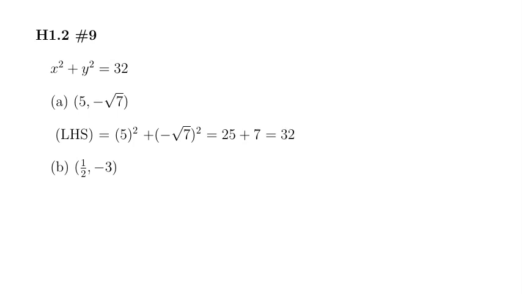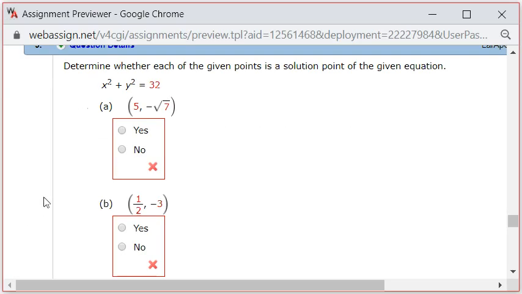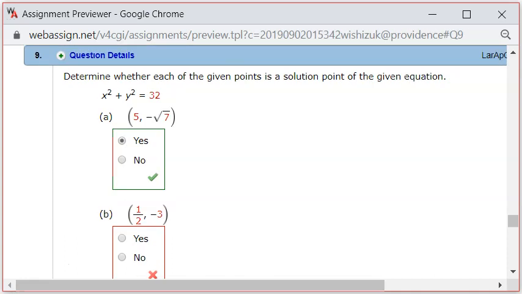32 is exactly the same thing as the right hand side. So this is equal to the right hand side, which means that this point satisfies the equation, which means that it's a solution point. So the answer is yes, it's a solution point. Let's check the answer. I came back and it looks like we got part A correctly.